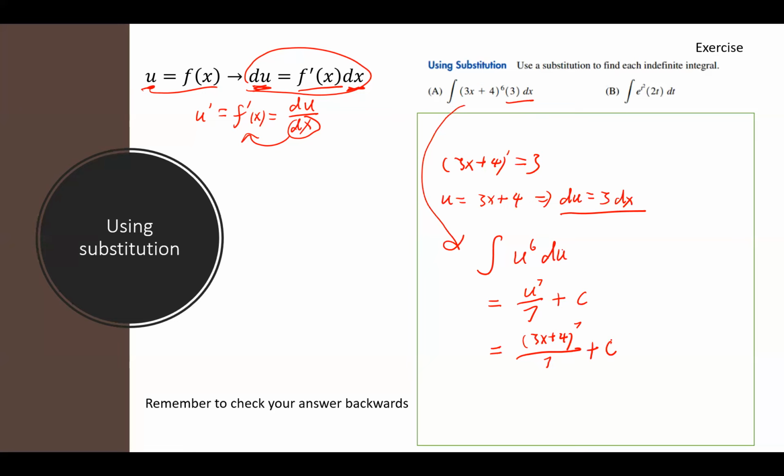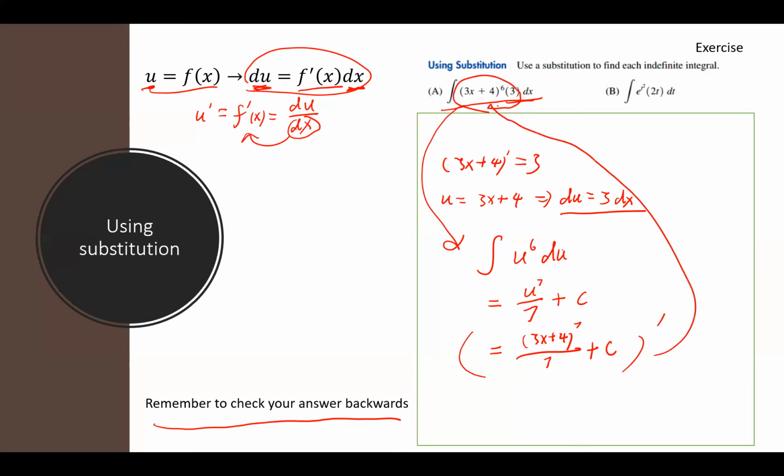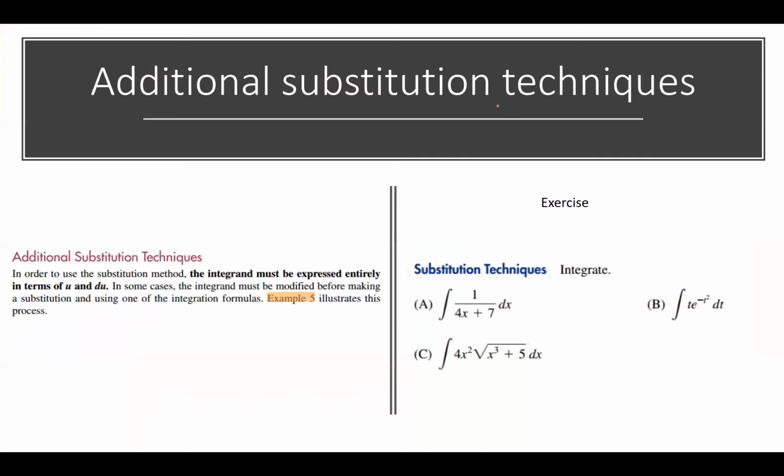So this is how we calculate, and this is called using the substitution technique to calculate the integration of two terms multiplied together, right? Again, always remember to check your answer backwards. For example, if we take the derivative of this, that should be identically equal to this portion, right? Okay, so let's move on.